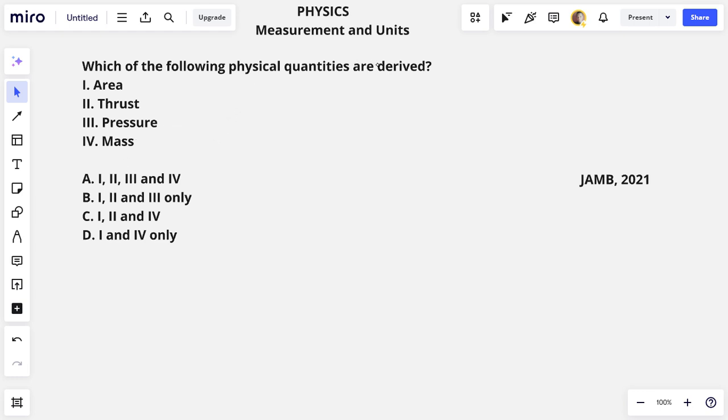So when we talk about derived units, they are units in which you can find units of other fundamental units. That is, you can find fundamental units in them. So let's start with area. Definition of area is the length times what? The breadth. That's the basic definition of area.